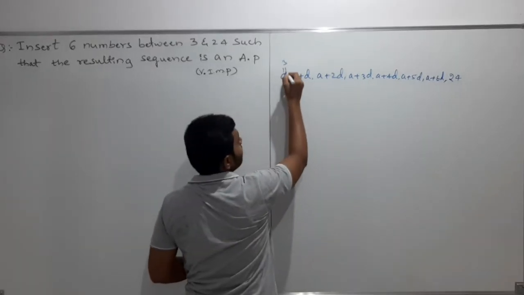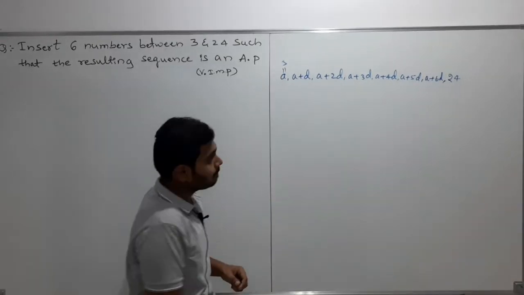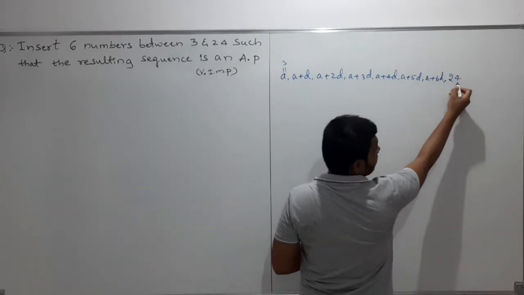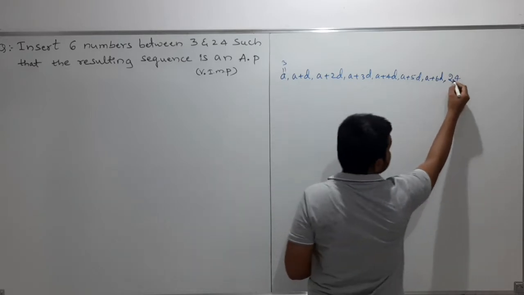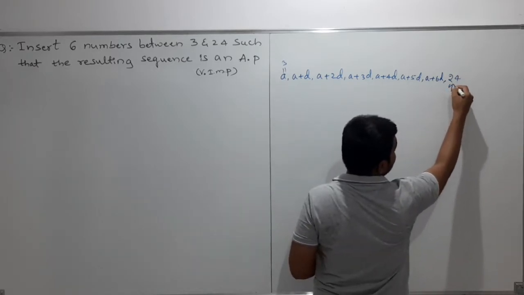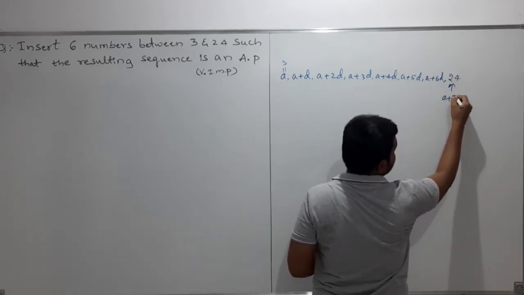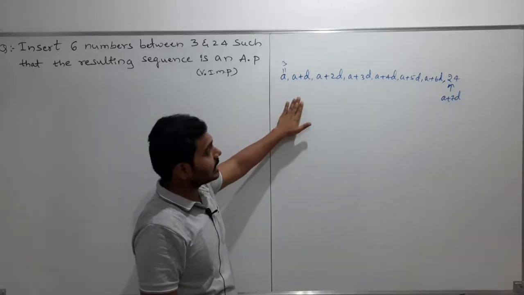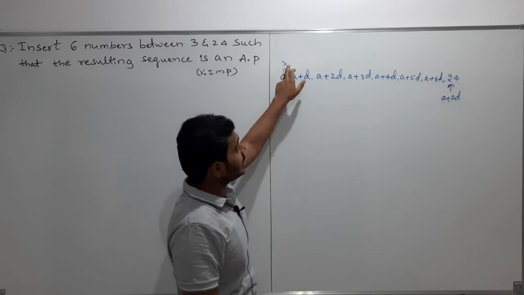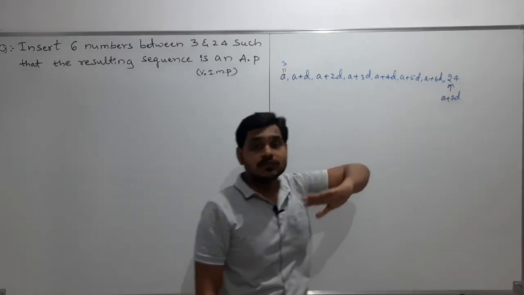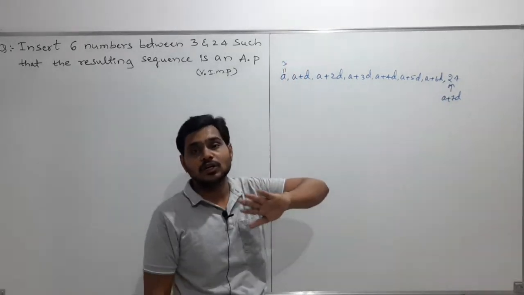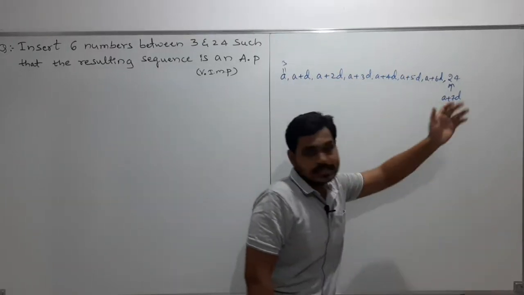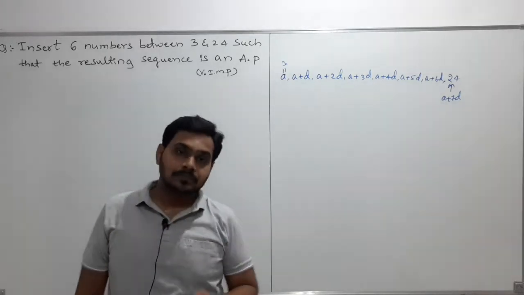It means the A value is equal to 3. And 24 is in this place, where they have given you the number. But if the number is not given, what will be the element of this place? That is A plus 7D. So we are inserting between 3 and 24, how many numbers should we insert? 6 numbers. Let us check: 1, 2, 3, 4, 5, 6. 6 numbers are there. Clear?